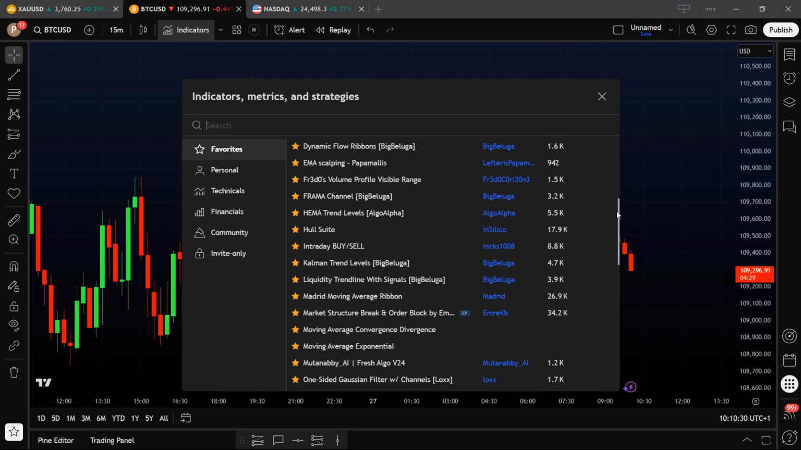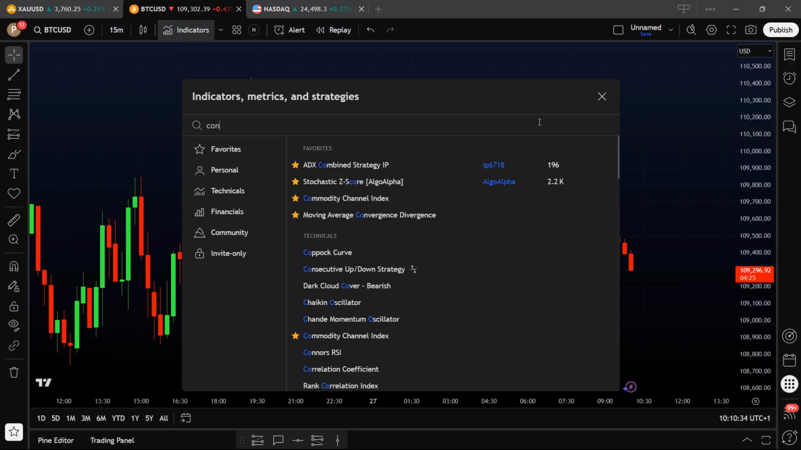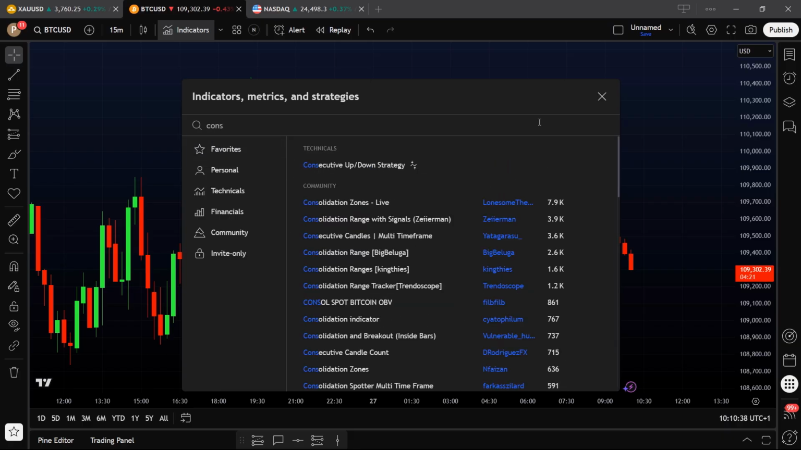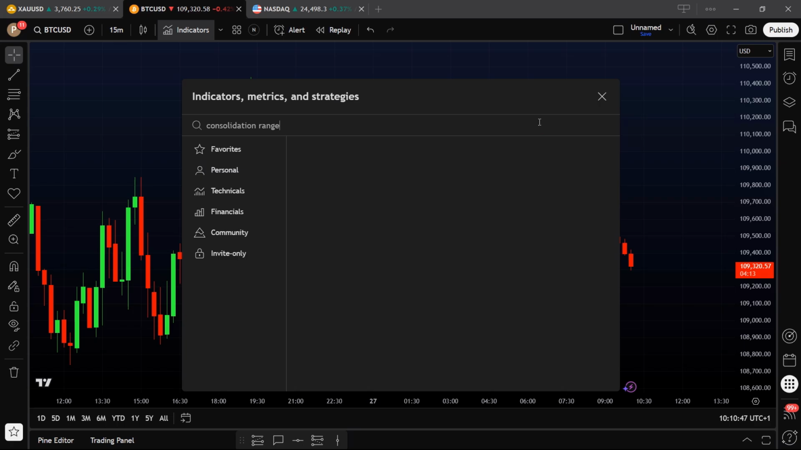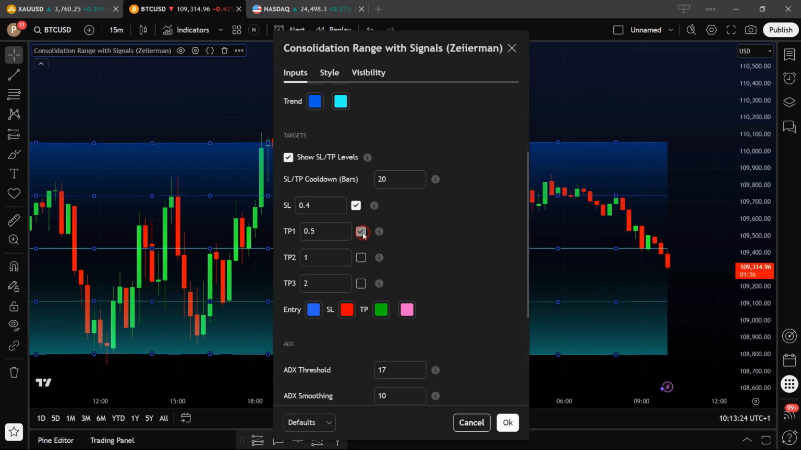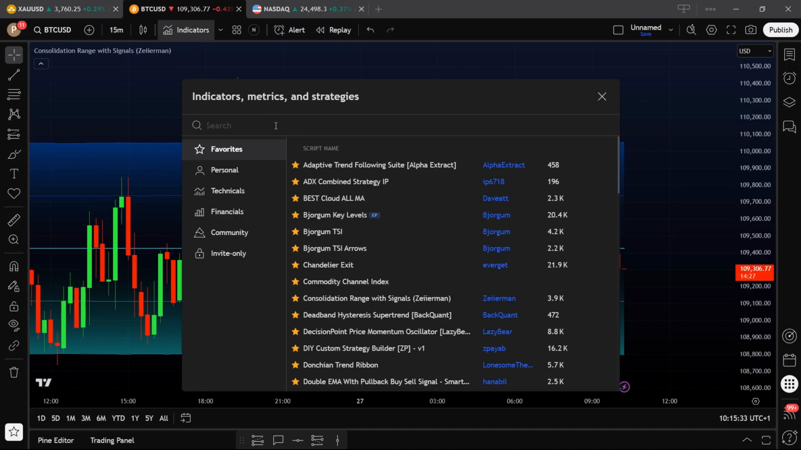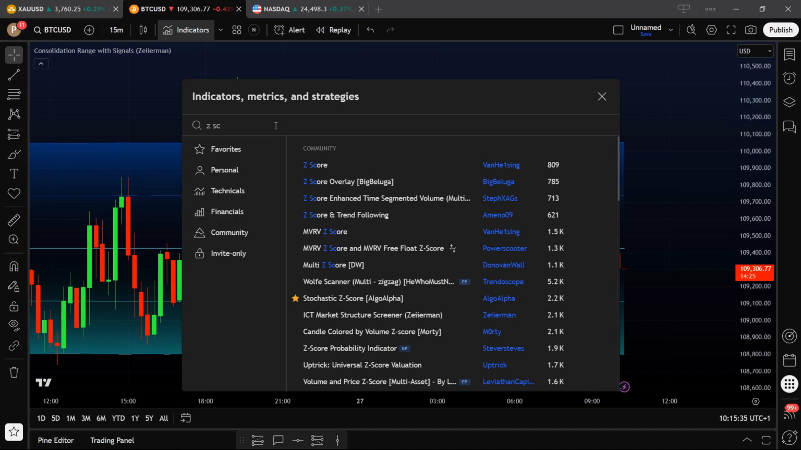Let's build it. We will use 3 free TradingView indicators. Step 1, the core signal. Go to Indicators and search for Consolidation Range with Signals. Add it to your chart. In the settings, disable Take Profit 1 and enable Take Profit 2. This is our target.